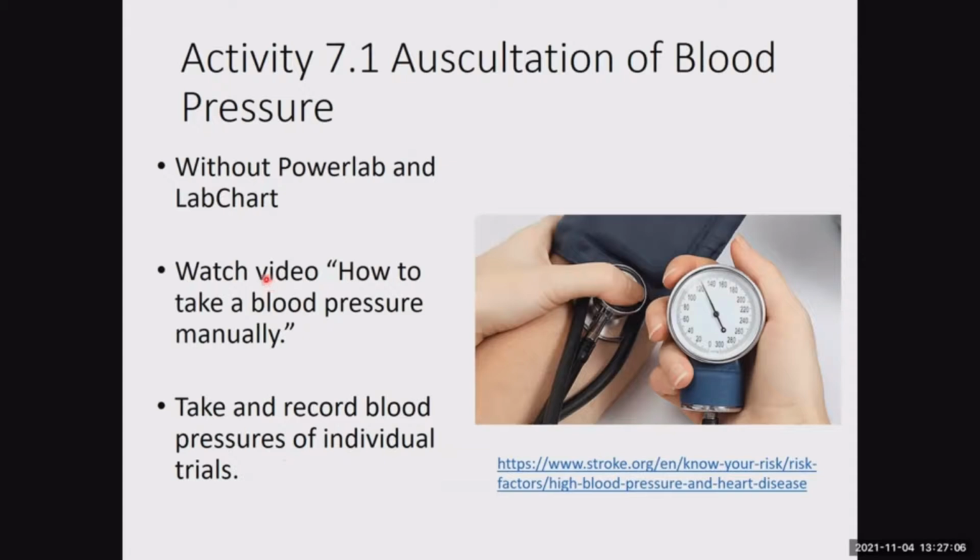Now, the first activity is going to be conducted without the PowerLab system and LabChart. You're going to have the blood pressure cuff and a stethoscope, and you're going to take blood pressures of other members within your lab group. I encourage you to spread these responsibilities around so that everybody gets the opportunity to take a blood pressure. We've included a relatively short video on how to take a blood pressure manually, which will provide you real key insight into doing that. You're going to take some individual blood pressures and then record them in the table.